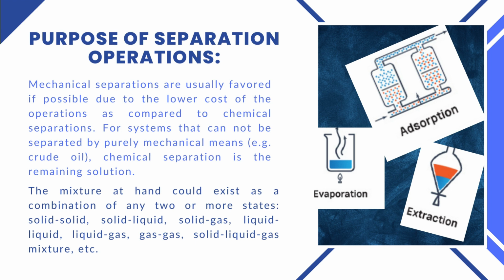But when the systems cannot be separated by mechanical means, the only way to separate them out is by chemical separation. The components of separations exist as a combination of any of two or more states of matter, which include solid-solid, solid-liquid, solid-gas, liquid-liquid, liquid-gas, gas-gas, and solid-liquid-gas mixtures. Hence, for the various mixtures stated here, the method of separation may differ depending upon the characteristic and the nature of the mixture. Now, we will be looking at the classification of separation processes.